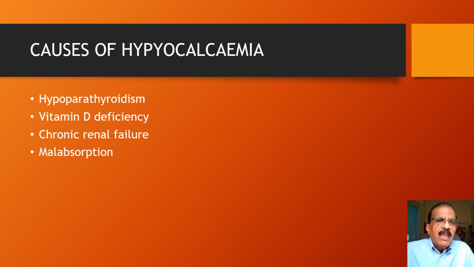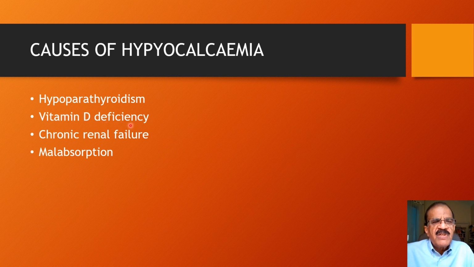Now take up the topic of hypocalcemia. Causes of hypocalcemia, just opposite of hypercalcemia: hypoparathyroidism, and I have a separate lecture on hypoparathyroidism, and you can watch that also. Vitamin D deficiency, which is very common, but in my experience, most patients who have a reduced vitamin D level do not have hypocalcemia. Perhaps because parathormone corrects it.